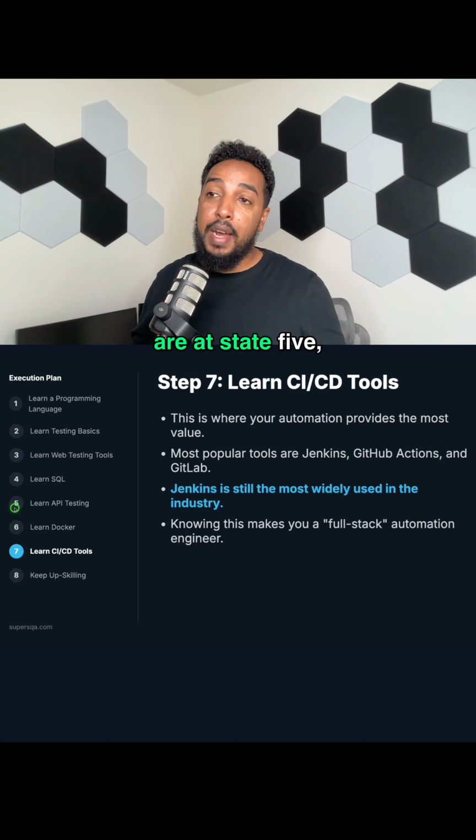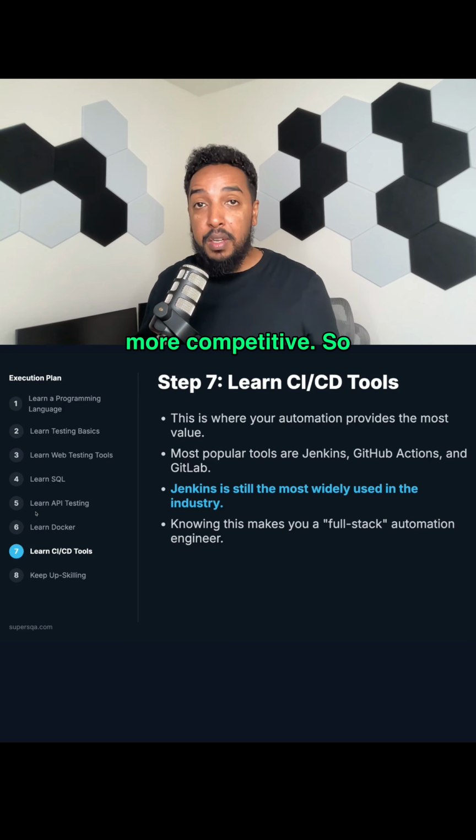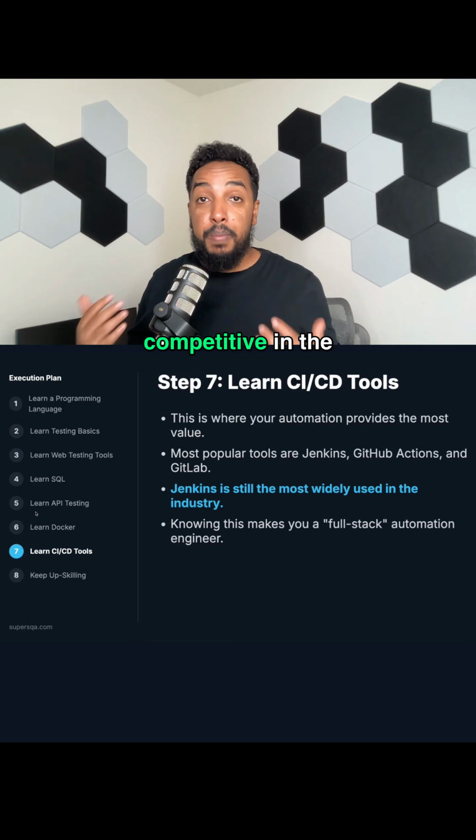By the time you are at step 5, when you learn API testing, you are an automation engineer, but there are tons of automation engineers. So you want to be more competitive. So you're going to pick up more skills like Docker and CI/CD. That's going to make you a lot more competitive in the market.